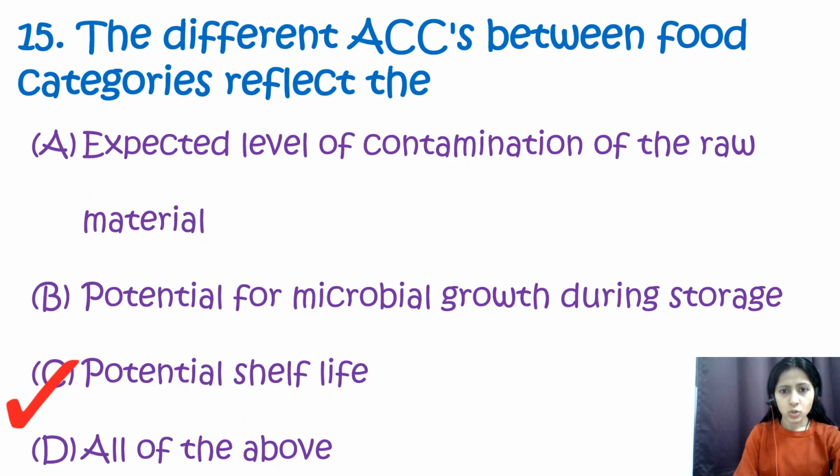So this different aerobic colony count depends on various conditions. Other conditions can be the type of food, processing of the food, and its storage conditions. So all of the above is the correct answer. Next.